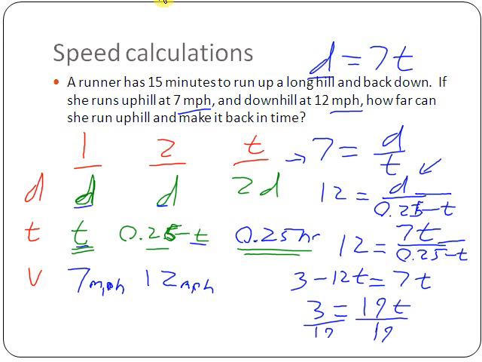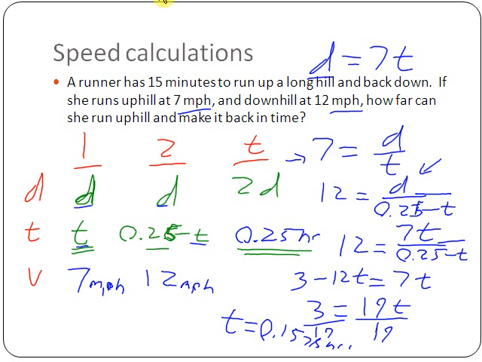When we do this, we get that the time, t, is equal to 3/19, which I cannot do in my head. So we'll try 3 divided by 19, and we end up with 0.1578. Okay, that is hours, which makes sense. It is less than 0.25, which is what we'd expect.